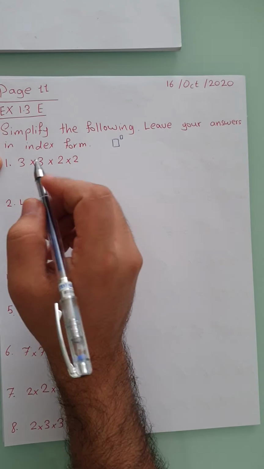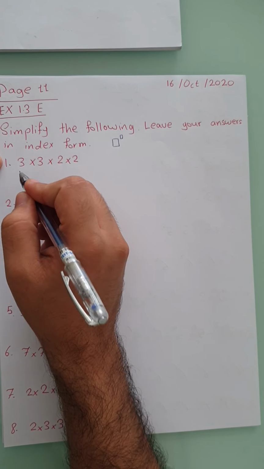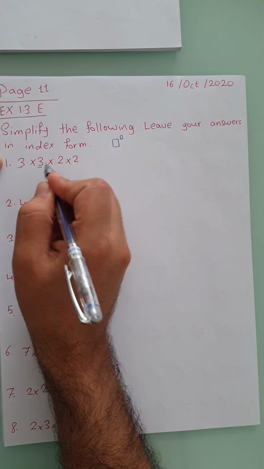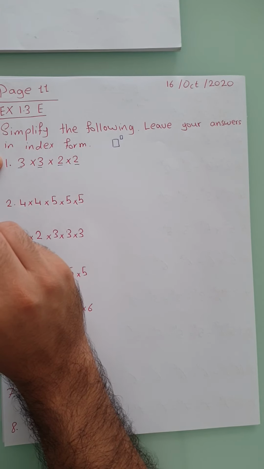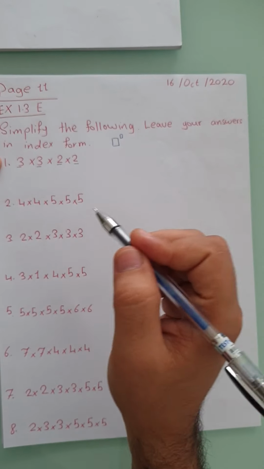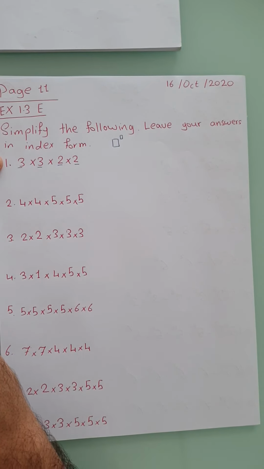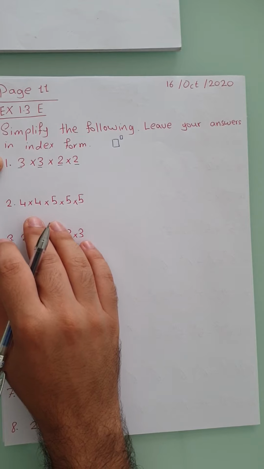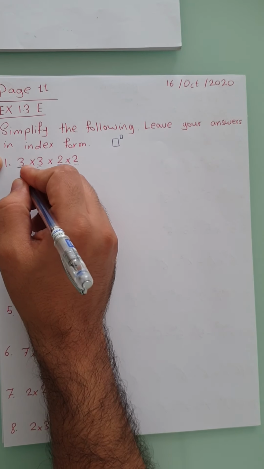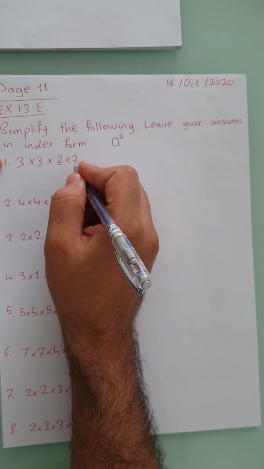You know for sure that our rules only apply if we multiply the same bases. So 3 should be 3 over here, 2 should be 2 over here. Otherwise, we cannot apply the rules of indices, the addition, subtraction and multiplication. So here, what to do, I'll take both groups together. For example, I'll take the group of 3's together and then the group of 2's together.